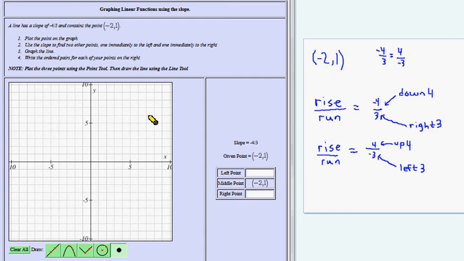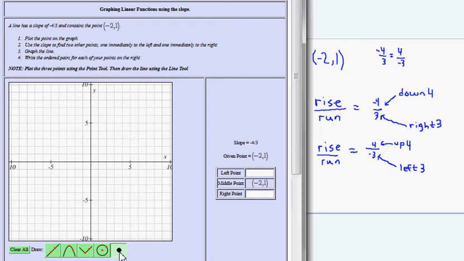In this problem, we're given a line with a slope of -4/3 and it contains the point (-2, 1). The directions say to start by plotting the point in the graph using the point tool, which is located down here. Click it. Plot the point (-2, 1) by starting at the origin, moving 2 units to the left in the x direction, 1 unit in the positive y direction. Click to plot a point.